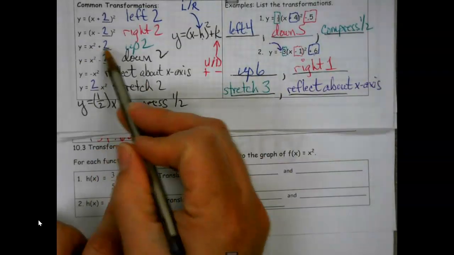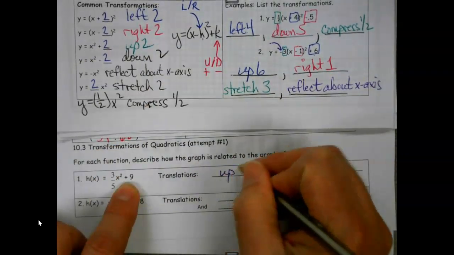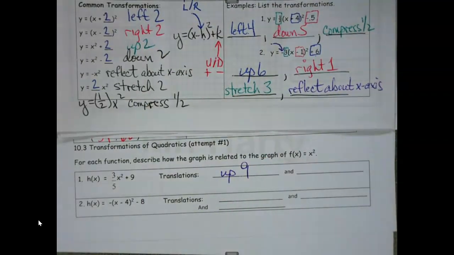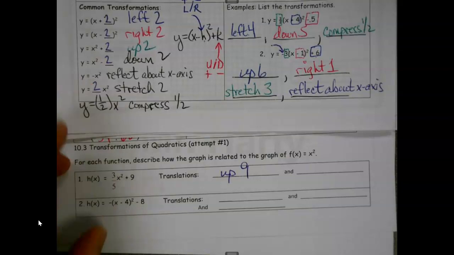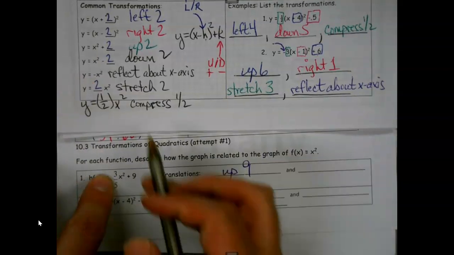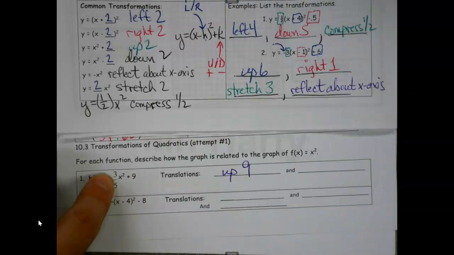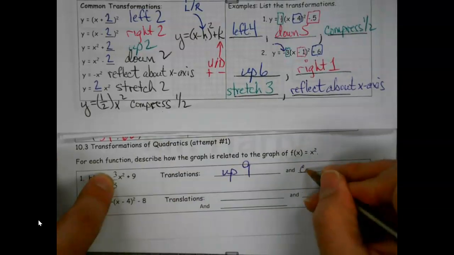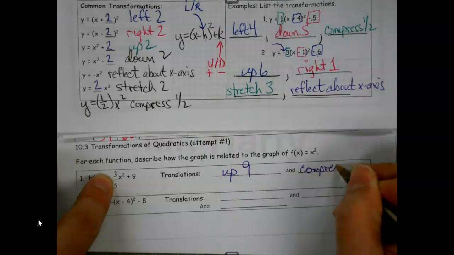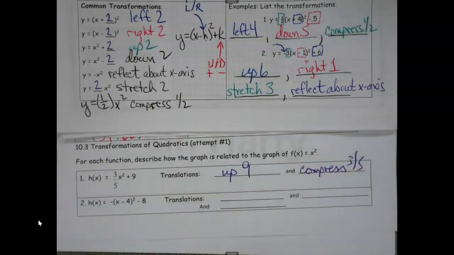Plus 9, not in the parentheses. So up 9. Hardy, there's no parentheses. What else could it be? Is there a number in front? Yeah. Okay. Is it bigger than 1 or less than 1? What's a fraction, Hardy? It's less than 1. Okay. Compress 3/5. For those of you wondering what page of the notes this is, page 4.